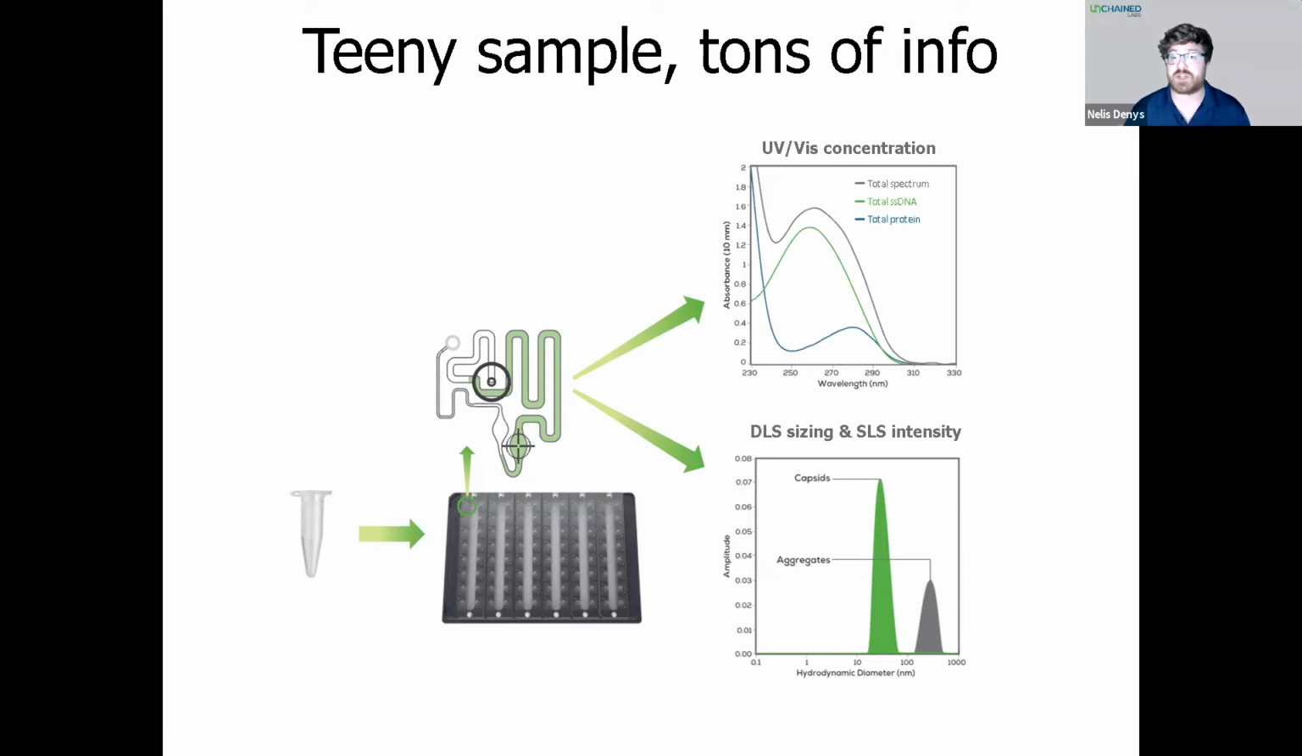UV/Vis brings information on how much total protein, how much single-stranded DNA there is, and based on some simple info you tell Stunner before an experiment, it will calculate your empty full ratio and your percent full.